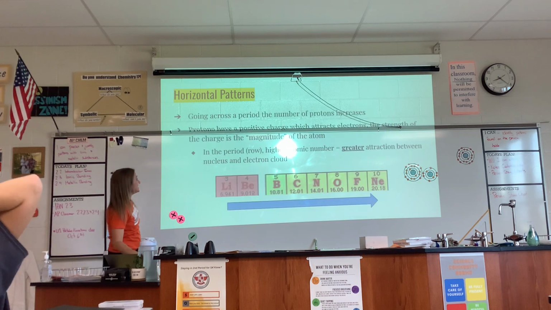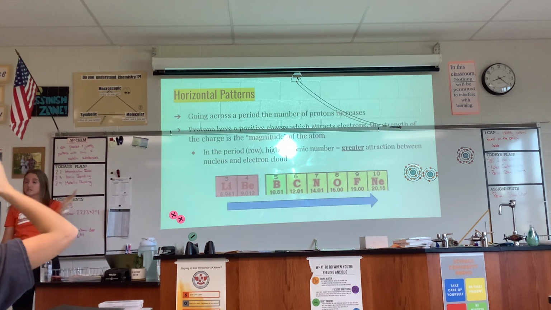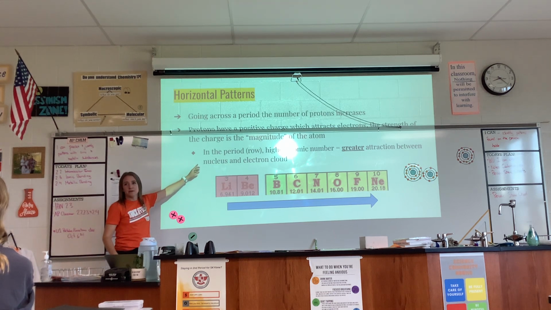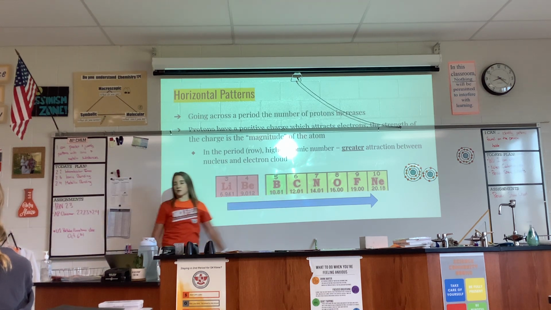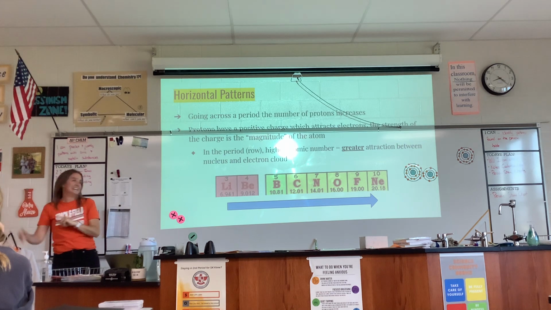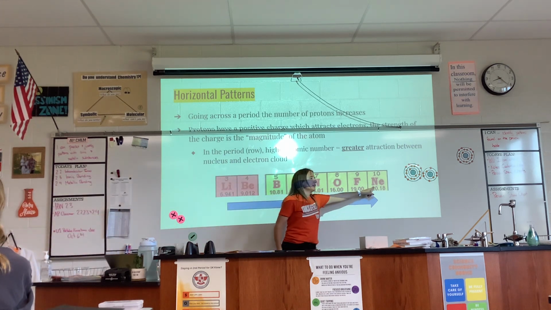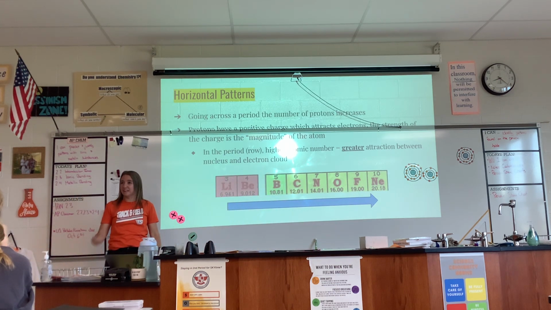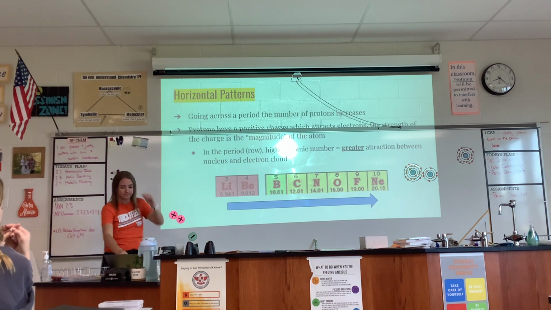Horizontally, we see that as you go across, since proton number is going up, we're going to have a greater attraction between them. So attraction increases as we go across to the right. Neon holds a lot tighter onto its valence electrons than chlorine does, or any of the others. And lithium kind of barely holds onto it and gives it away quite easily.